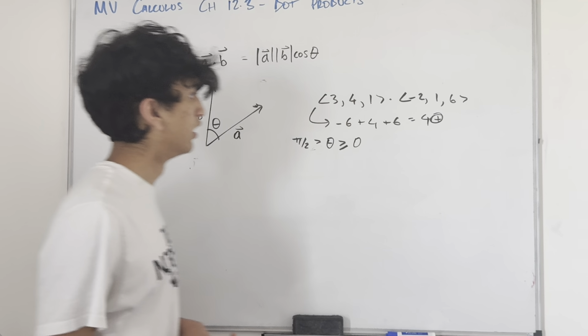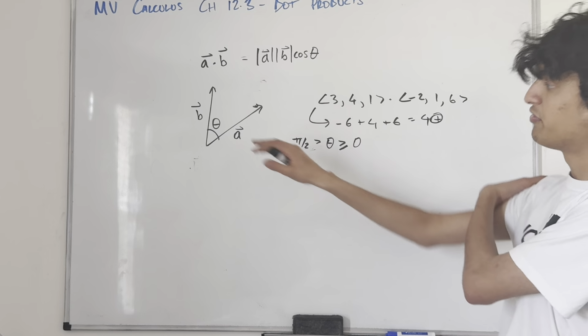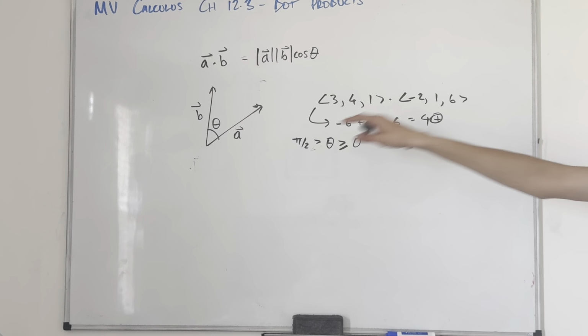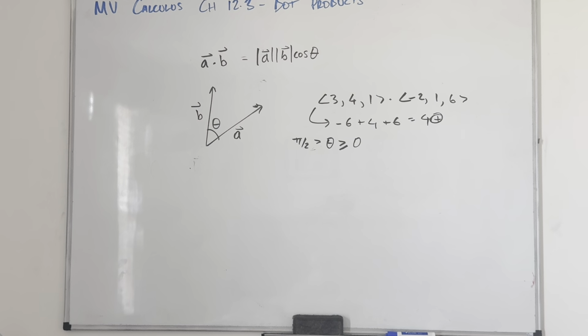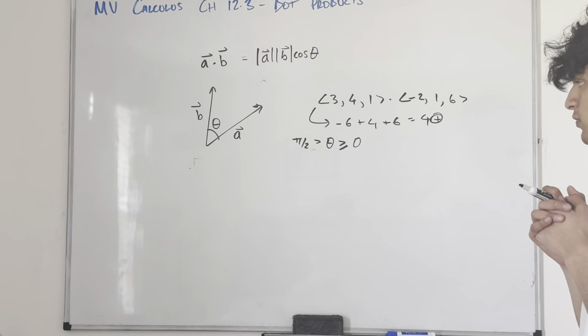And let's say theta is 0. Let's say they are completely parallel. Well, what that means is the dot product will end up equaling the product of the magnitudes.